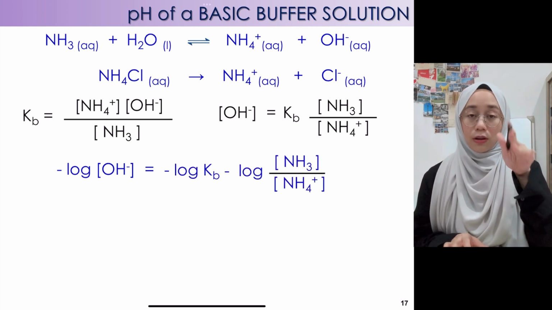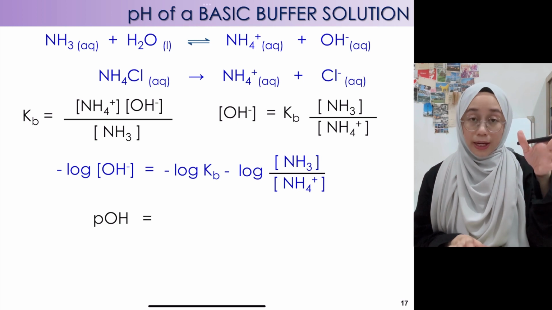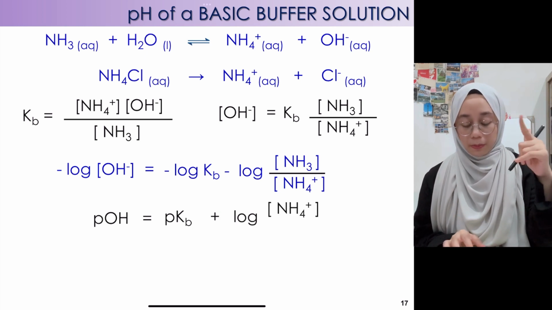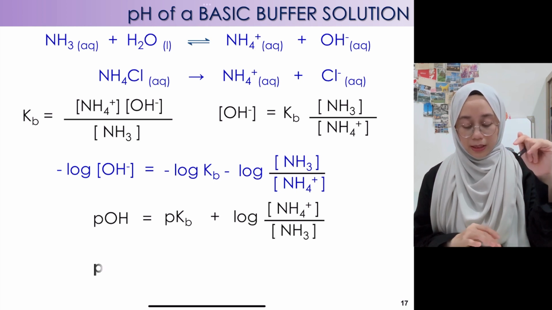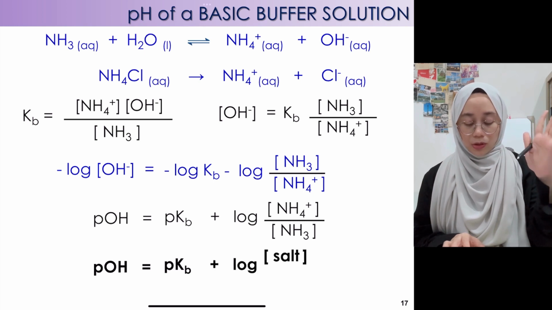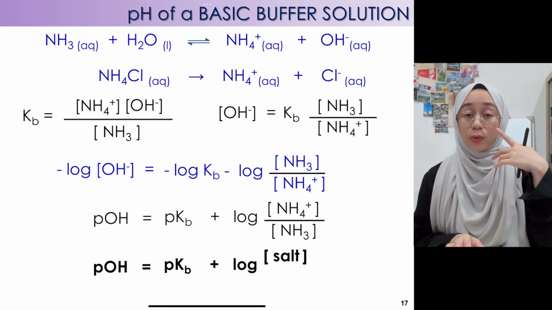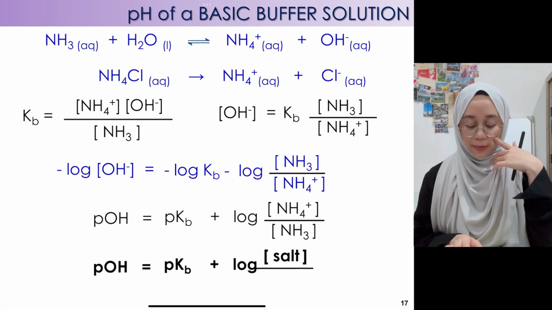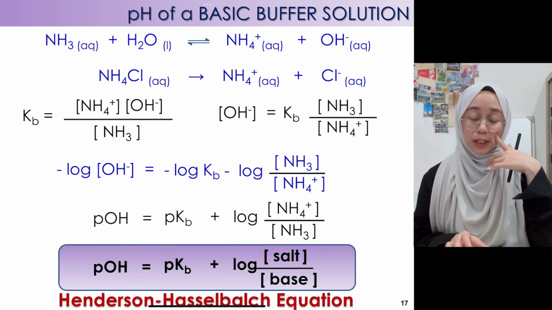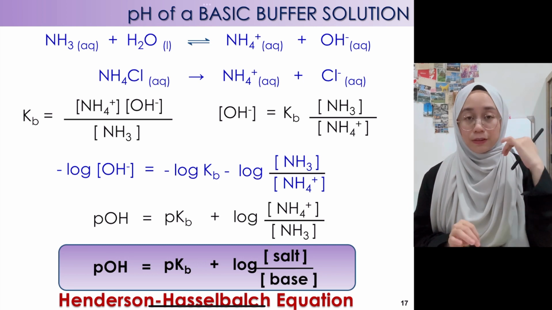Jadi kalau negative log OH minus, that is basically POH kan, and then negative log KB is PKB. Okay, and then kalau kita just rearrange balik supaya dia jadi plus kat situ, so kita akan dapat log NH4 plus divided by ammonia kat bawah tu. So basically kalau kita simplify kan, so kita ada salt dekat atas, okay, yang bawah pula adalah kita punya weak base. Okay, so this is the Henderson-Hasselbalch equation kalau kita guna basic buffer solution.